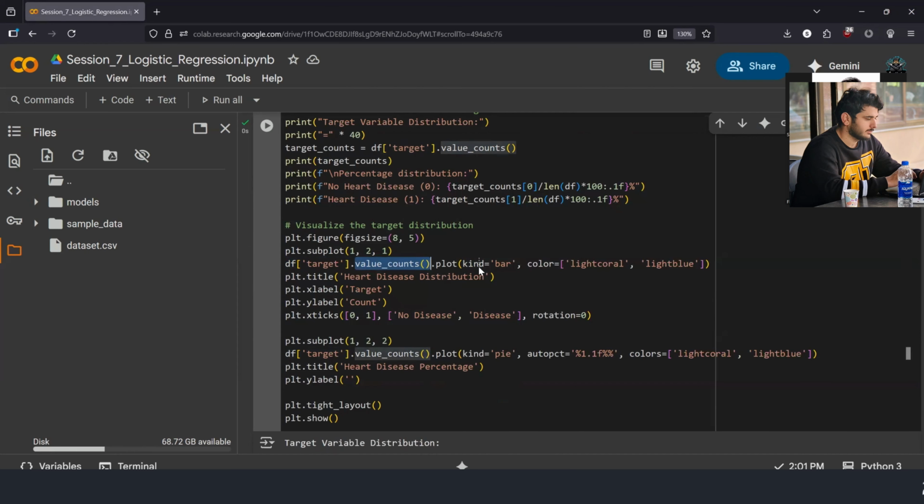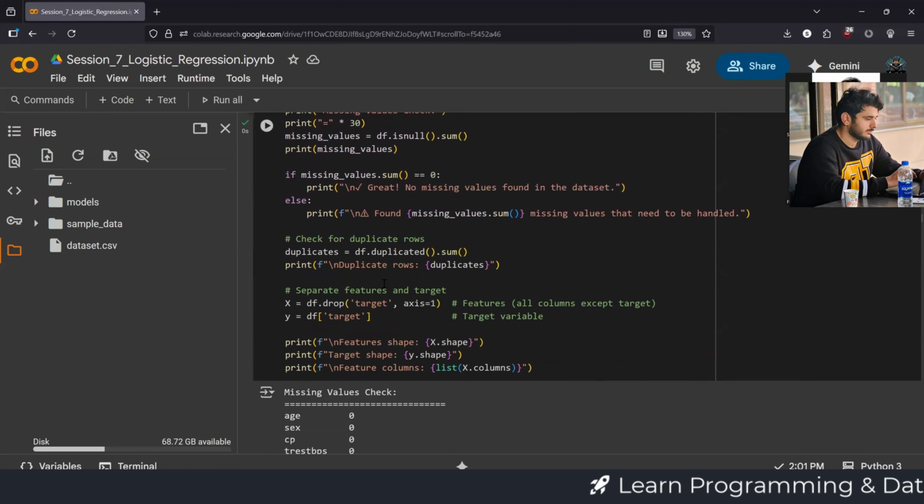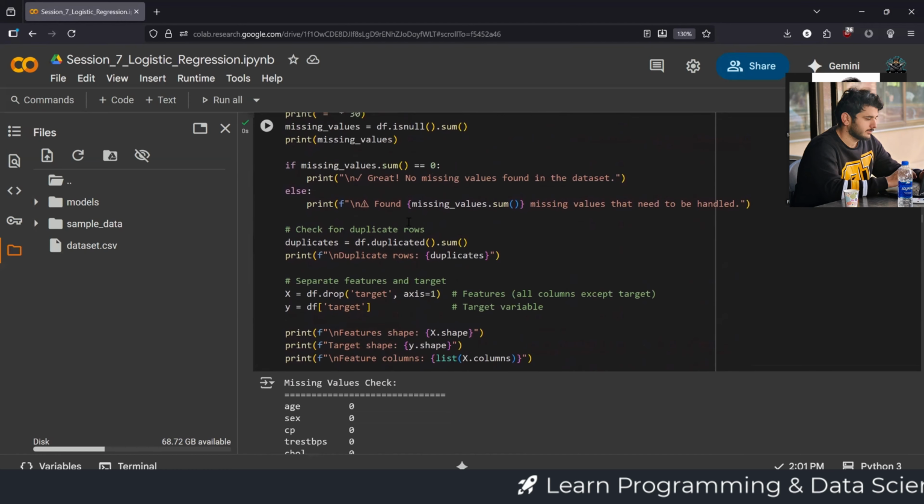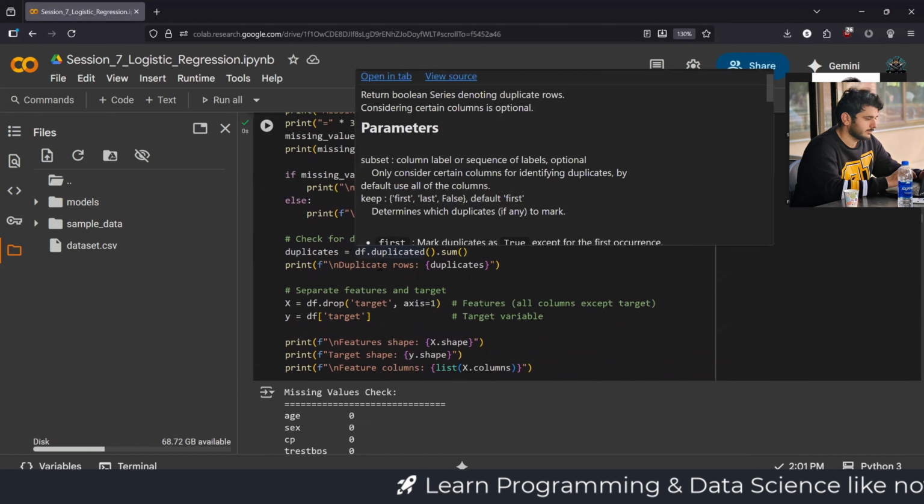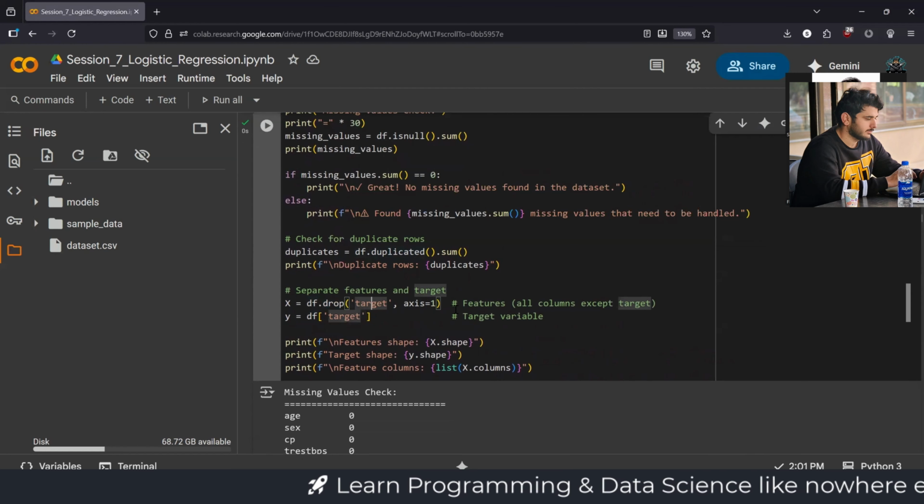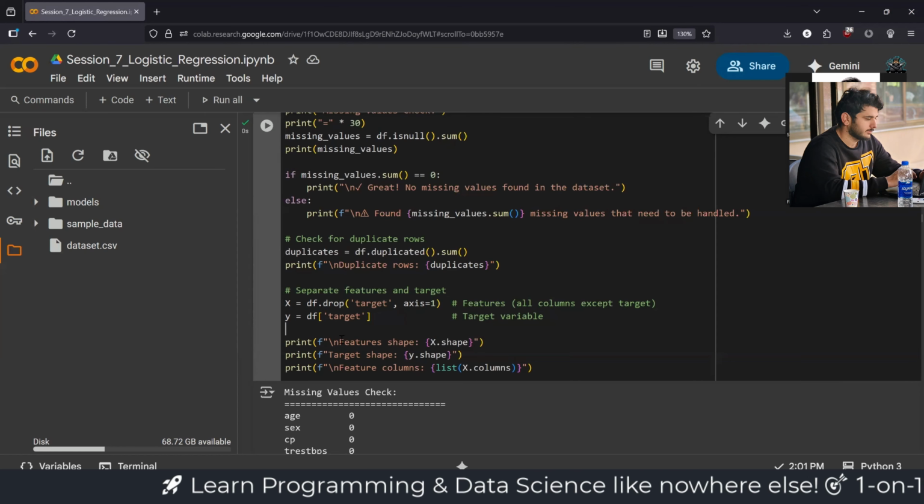Now we are going to go through the data processing step, where we check for missing values, handle any kind of data quality issue, and prepare the features and target columns. So we check missing values. They are not there, so we don't need to worry about that. After that, we will split our data set into independent and dependent features, right? Here we are using df.drop. We're dropping the target column because we are creating a data set for the independent columns, and y is going to be the target column.